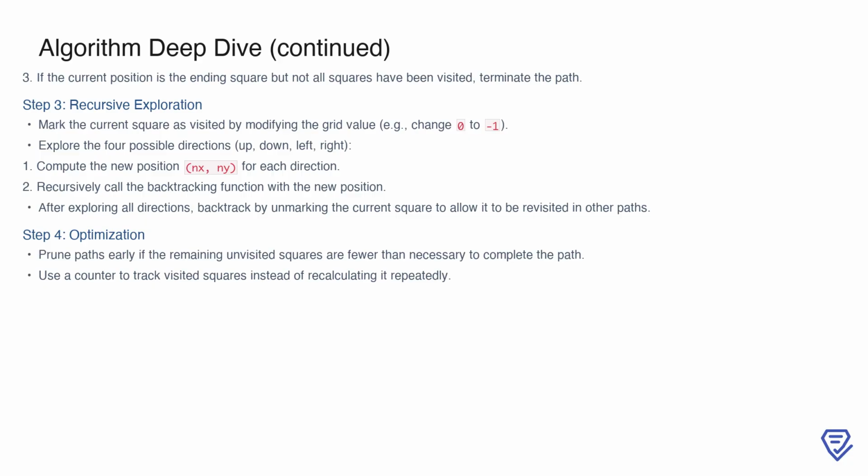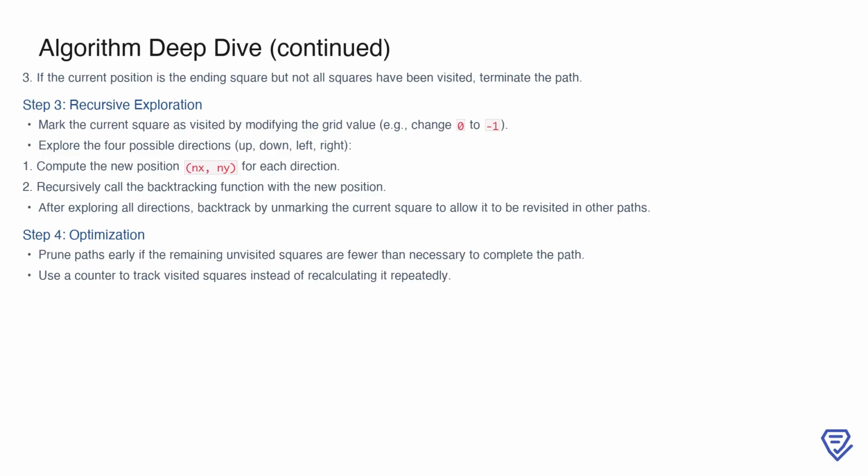The next step is the heart of the algorithm, recursive exploration. Here, we mark the current square as visited by modifying its value in the grid, for instance, changing a 0 to -1. This ensures that we don't revisit the same square in this path. Then, we explore all 4 possible directions: up, down, left, and right, by computing the new positions for each direction and calling the backtracking function recursively with these updated positions. After exploring all directions, we backtrack by unmarking the current square to restore its original state.